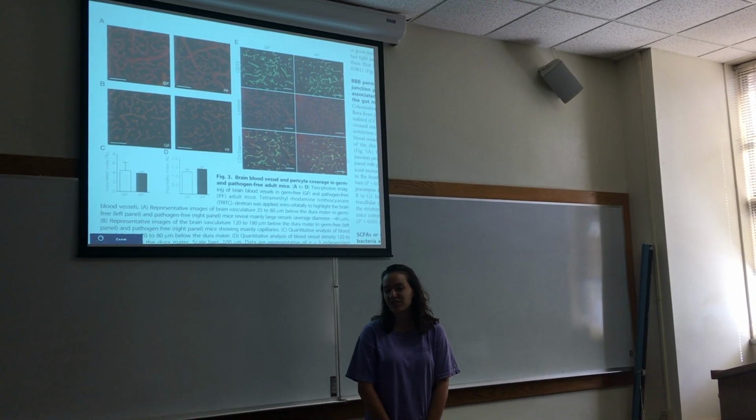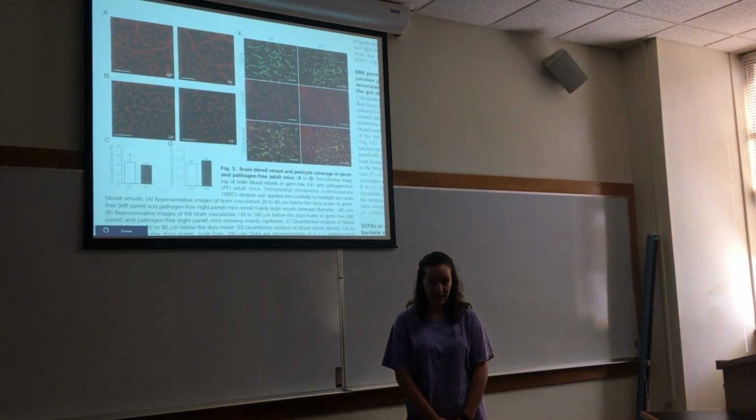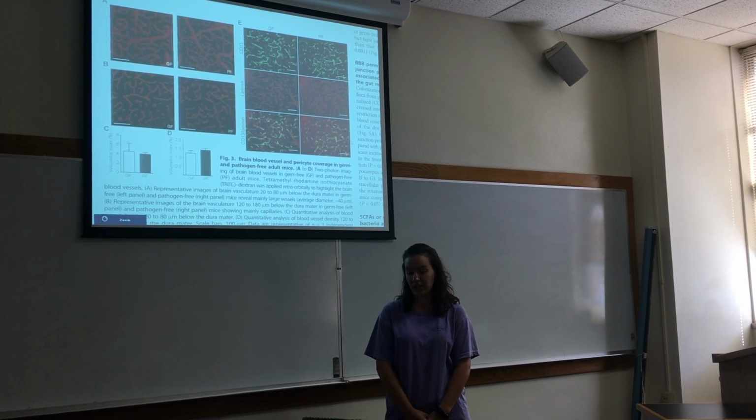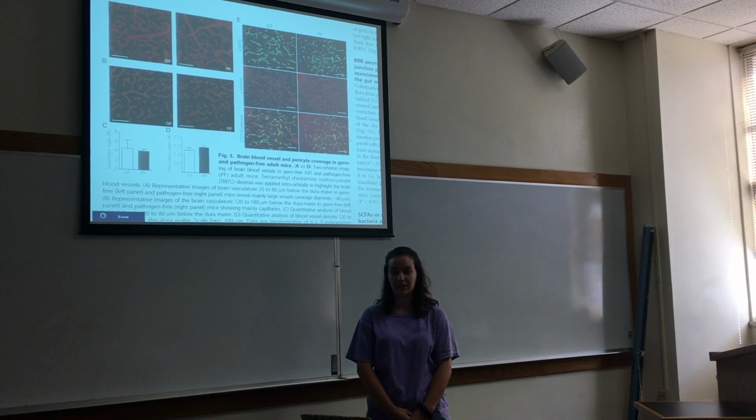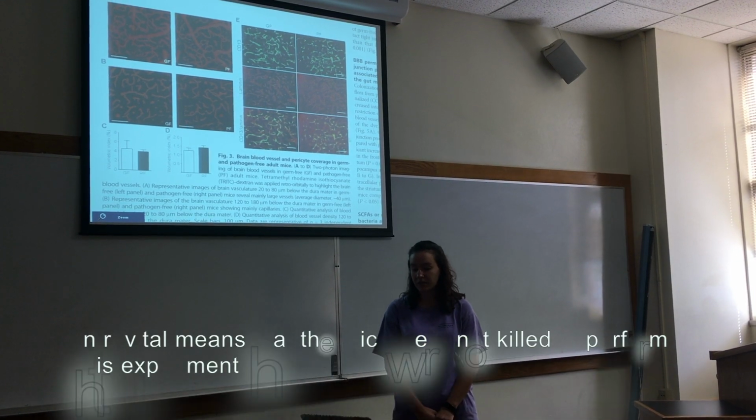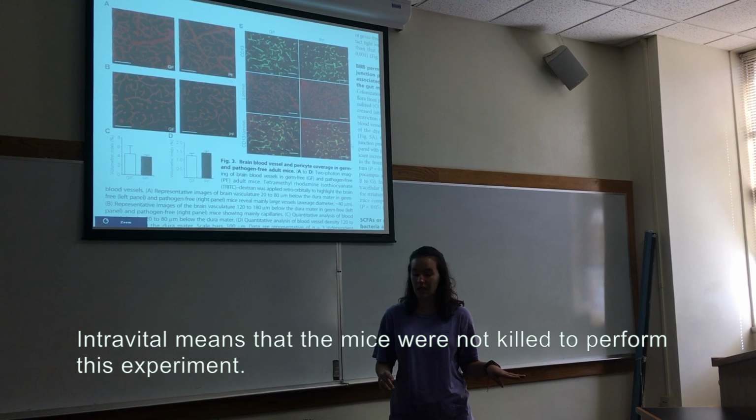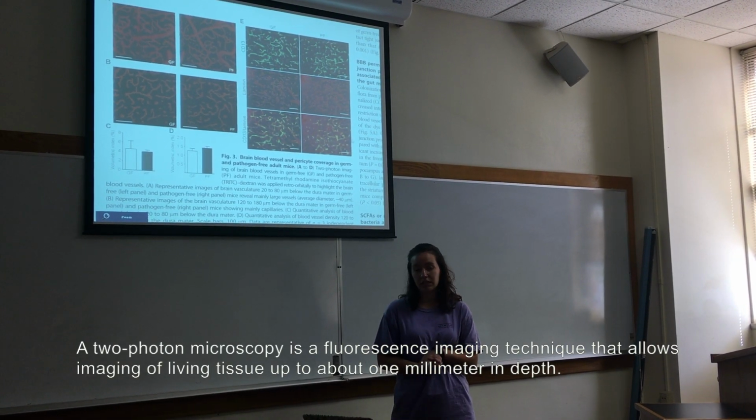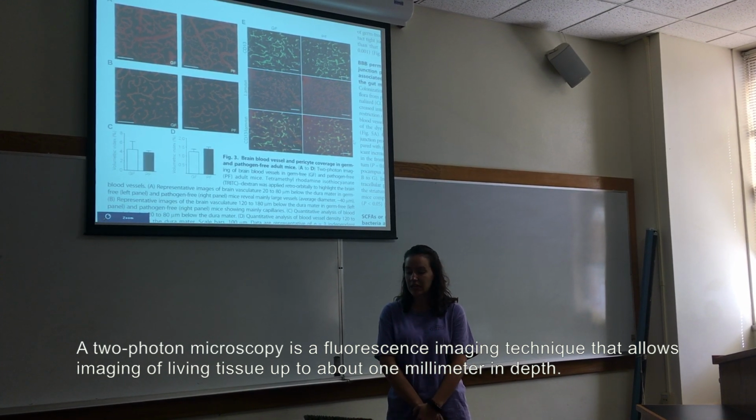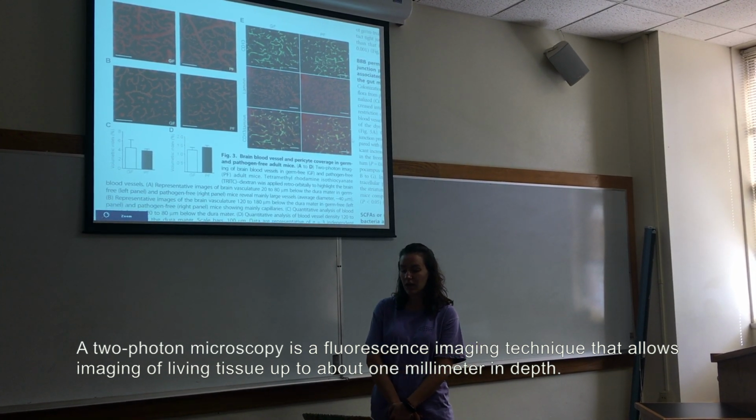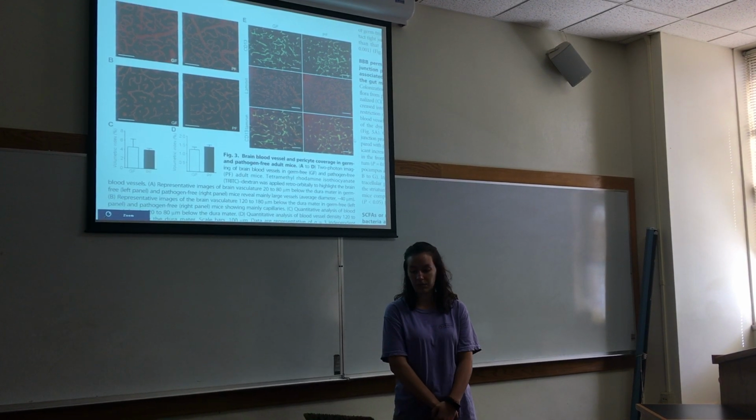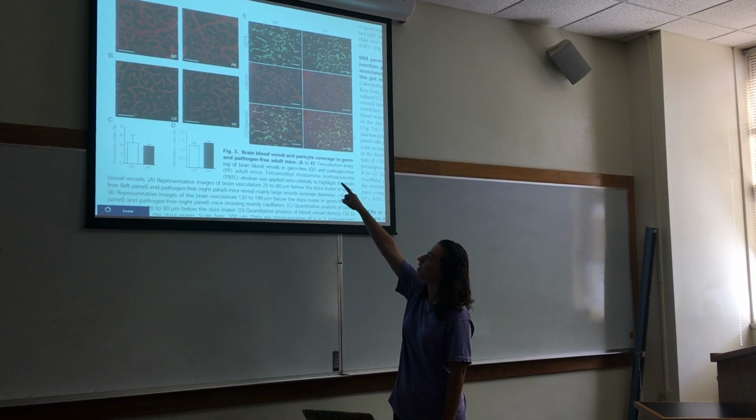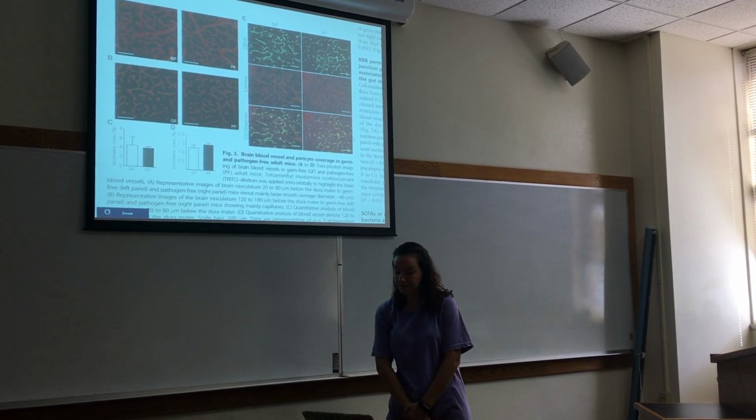So the scientists used intravital two-photon microscopy to rule out the chance that the high blood-brain barrier permeability in germ-free mice was caused by vascular density in the brain. Intravital means that the mice were not killed during this experiment. They were totally alive. Two-photon microscopy is a fluorescence imaging technique that allows imaging of live tissue up to about 1 millimeter in depth. And this two-photon microscopy was used in figure 3A and figure 3B.